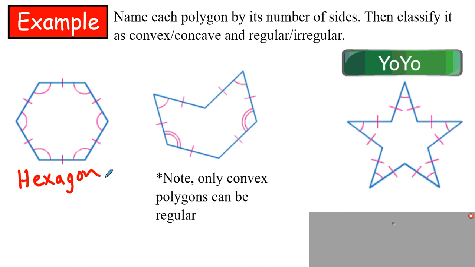What other things? Then it's classified as convex or concave. There's no sides that dent in, so this is convex. And because all sides and all angles are equal, this is regular.